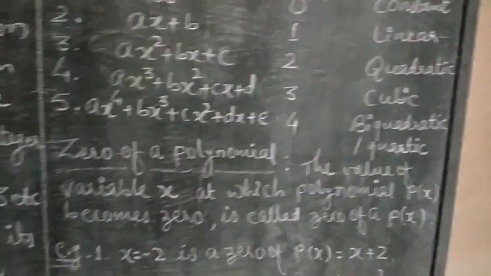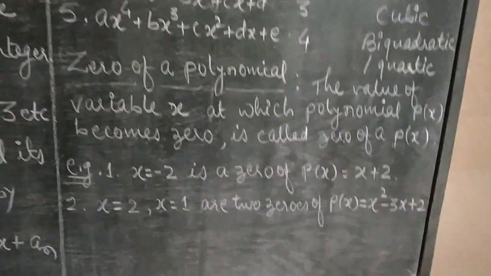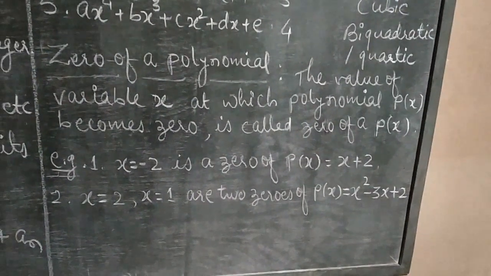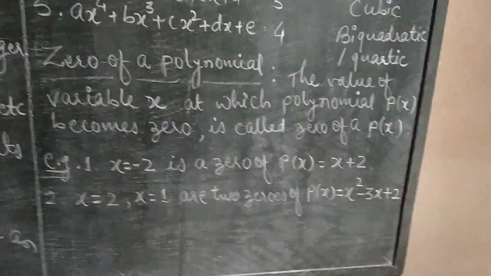Got it? Now next one, that is zero of the polynomial. What is zero of the polynomial? It is a very important term and the basic concept of the chapter.